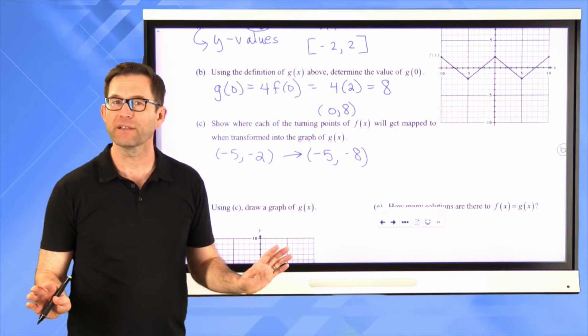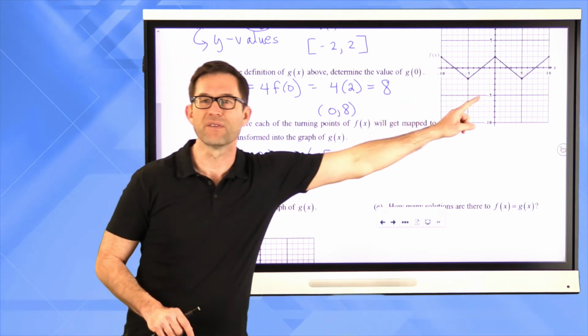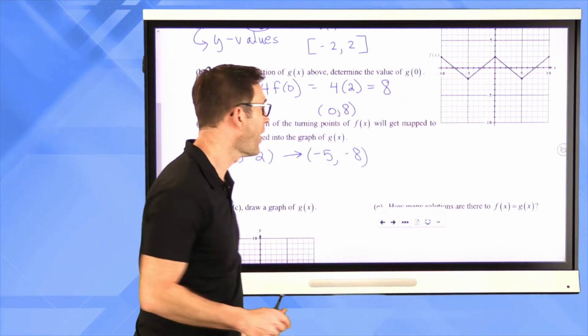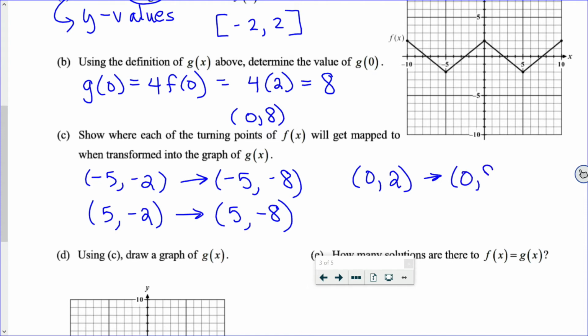I'm not multiplying the x value by 4. Nothing's happening to the x here at all. And likewise, this point, which is also at 5, this one's at 5, -2, will then get mapped to 5, -8. The other turning point we already sort of did, but let's do it again anyway. 0, 2 will end up getting mapped to 0, 8.